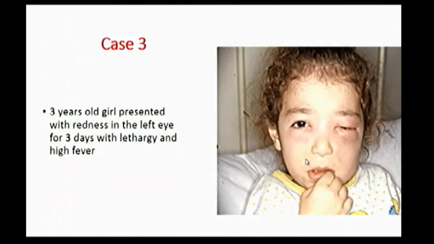Number 3. This is a 3-year-old girl presented to you with redness in the left eye, which has been progressing, and now it's involving the other eye as well for the past 3 to 4 days, with no eye discharge. Question is, what are the clinical findings that you can see in the photo? Just describe what you see. Her eyes.